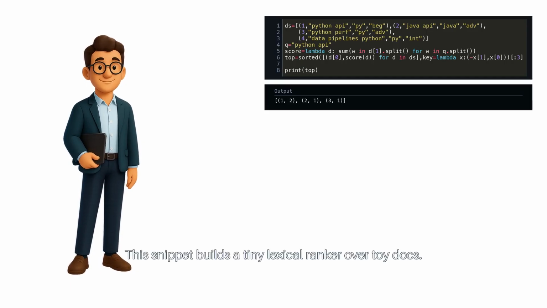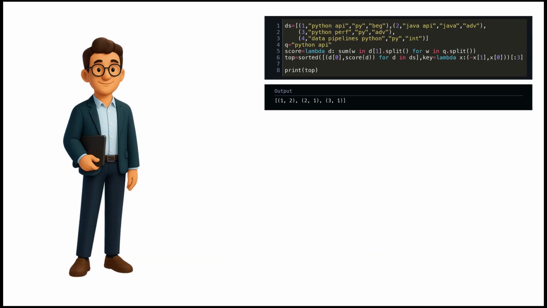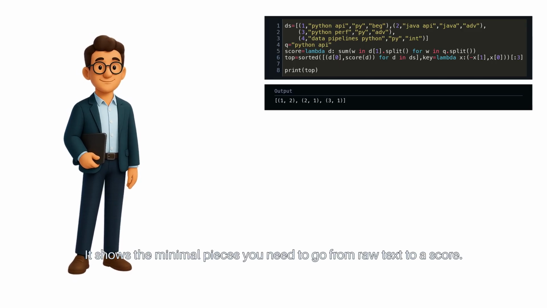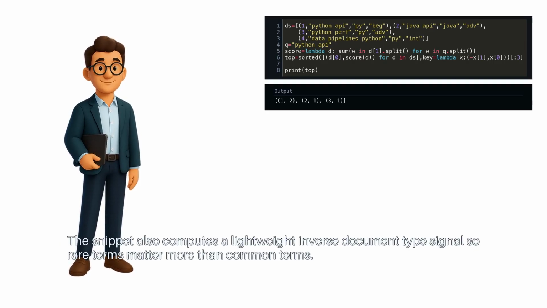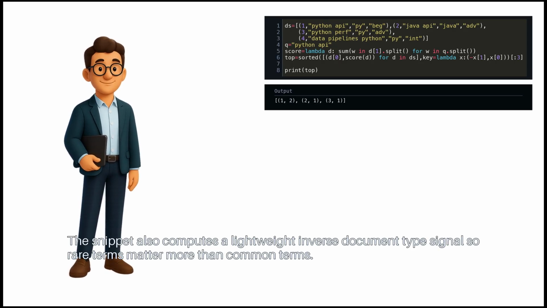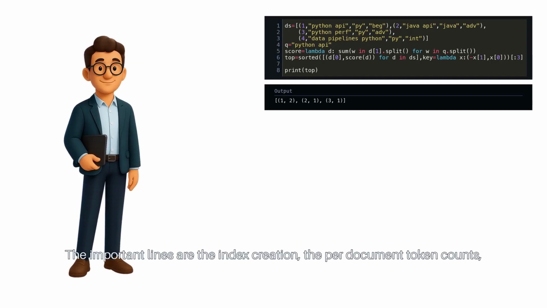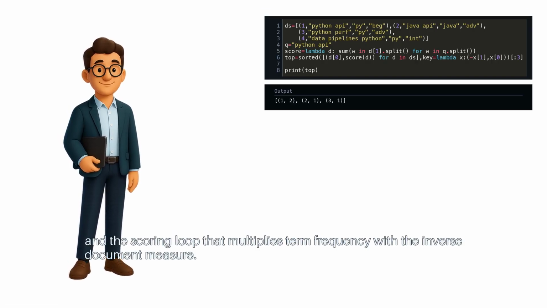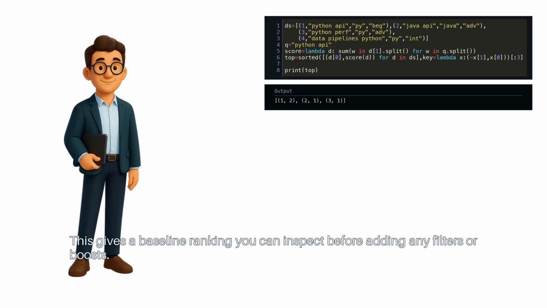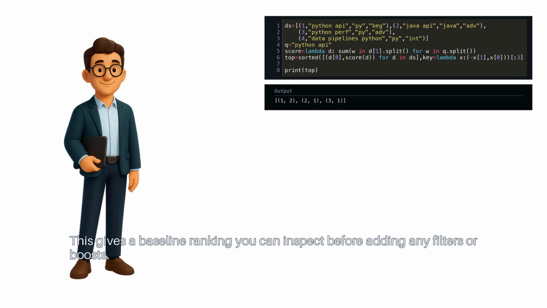This snippet builds a tiny lexical ranker over toy docs. It shows the minimal pieces you need to go from raw text to a score. At the top, we tokenize documents and the query, and we compute a simple match score by counting overlapping terms. The snippet also computes a lightweight inverse document frequency signal, so rare terms matter more than common terms. The important lines are the index creation, the per document token counts, and the scoring loop that multiplies term frequency with the inverse document measure. This gives a baseline ranking you can inspect before adding any filters or boosts.